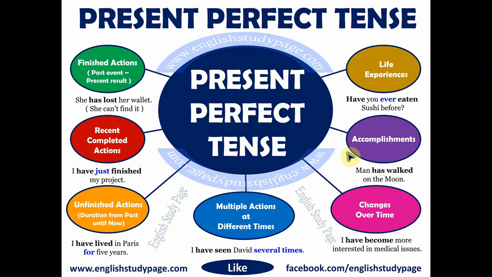I use present perfect tense also to talk about accomplishments. For example, when I say man has walked on the moon. So that's an accomplishment. Another use of the present perfect tense, life experiences. For example, when I say, have you ever eaten sushi before? So here I ask about a life experience. Life experiences. Okay.